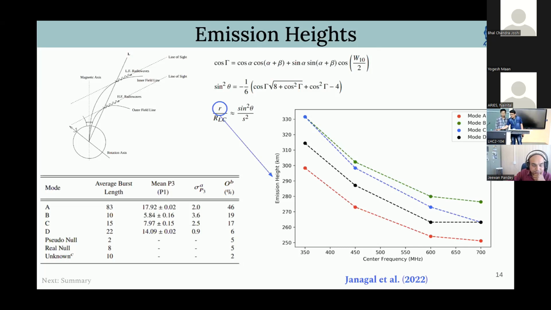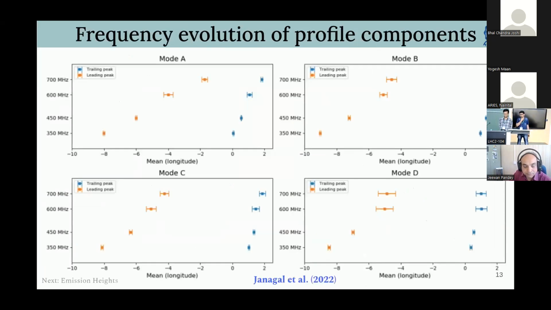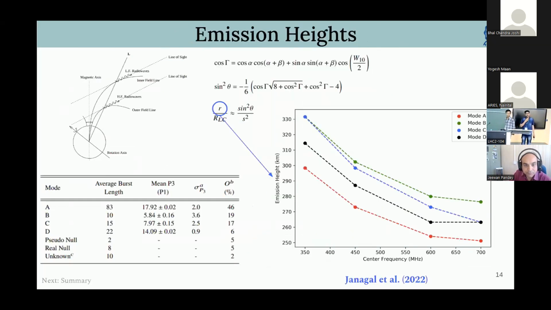So here, the profile is indeed asymmetric, but we use the W10, which is the width when the profile intensity drops to 10%. And I guess that is where you take this asymmetry into account when calculating the emission heights. Okay. Does it answer well? Okay, fine. Now next by Yogesh.